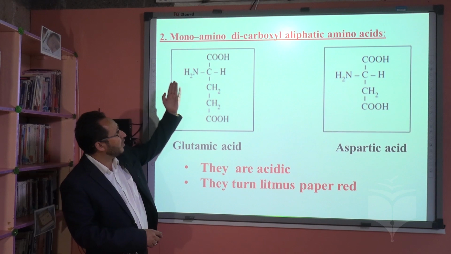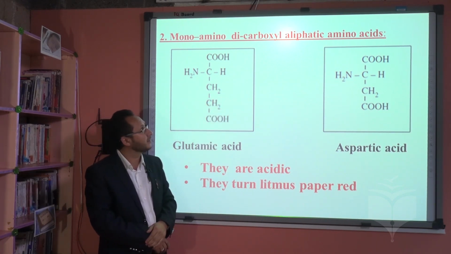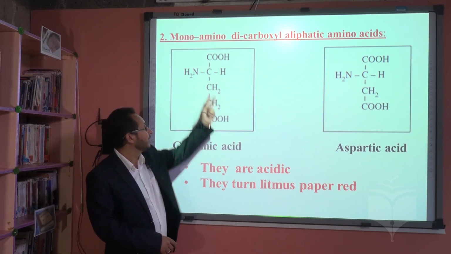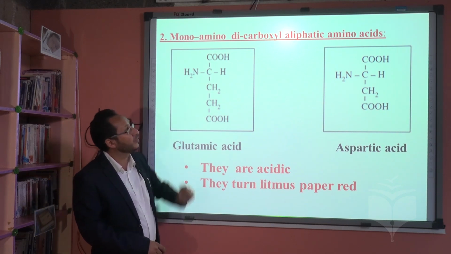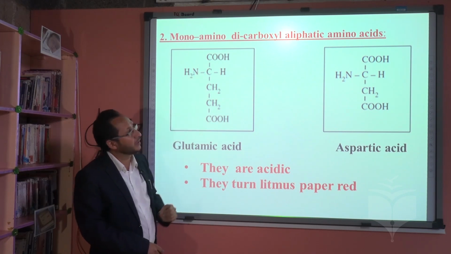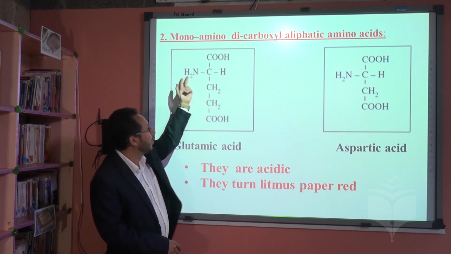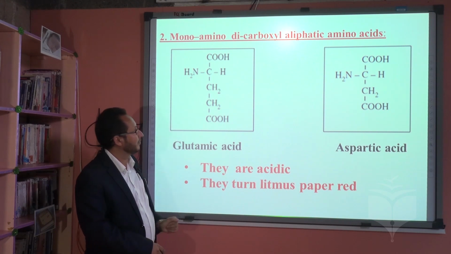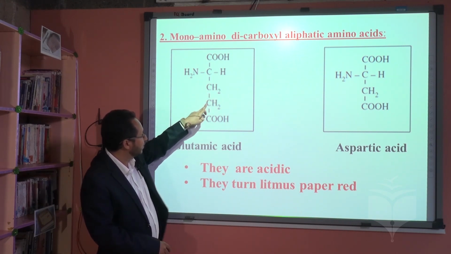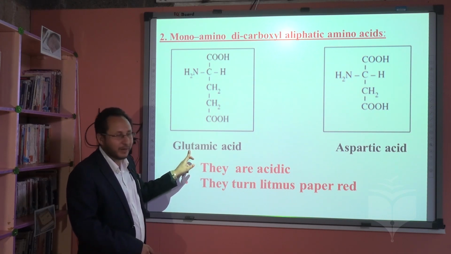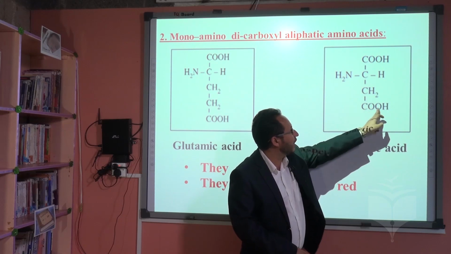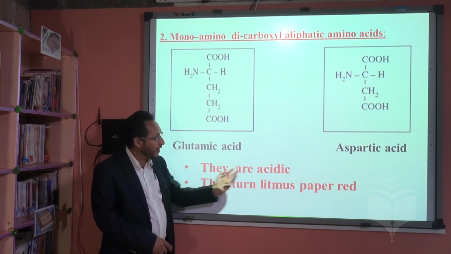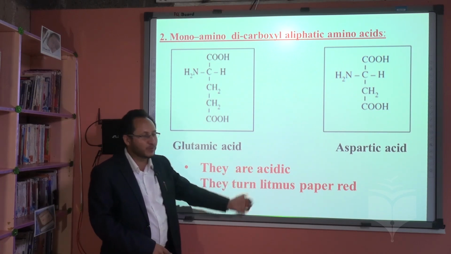The second type is monoamino dicarboxyl aliphatic amino acids. Here we have a carboxyl group and here we have another carboxyl group. So we have two carboxyl groups and one amino group, so we call it monoamino dicarboxyl. This part is the same for all amino acids, CH, NH2, COOH. But the difference is in the R. If you have CH2, CH2, COOH, we call it glutamic acid. If you have only CH2, COOH, we call it aspartic acid. Now we have two carboxyl groups, that's why they are acidic. So they turn litmus paper red.